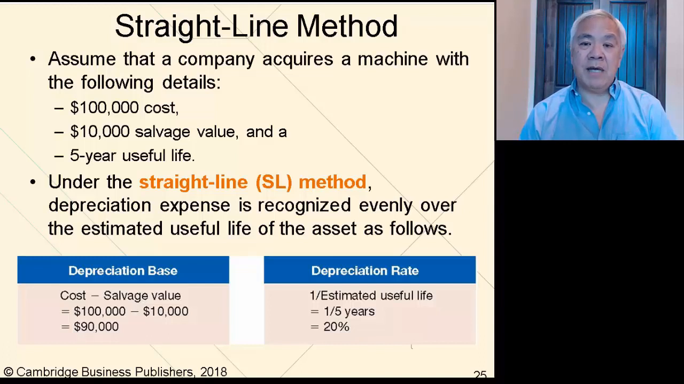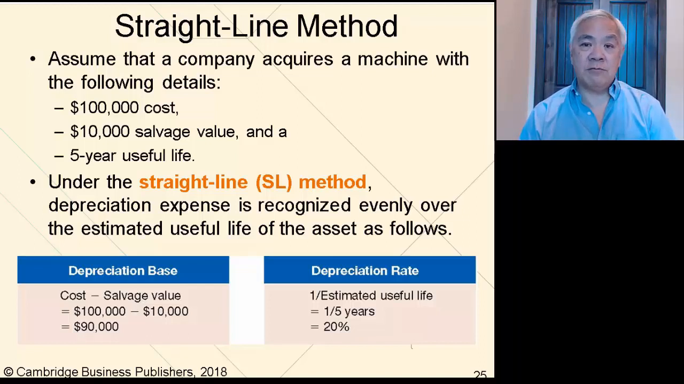So when we use the straight line method, we look at two factors. One is what is the base? Like what is the total amount we're going to depreciate? Notice in this case, it's never going to go to zero. It's going to go from $100,000 down to 10. So we want to show that amount being charged over the useful life of the machine. Base is 100 minus the salvage value of 10 or 90.